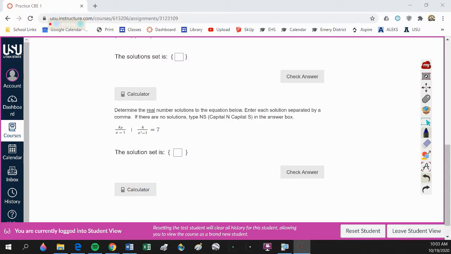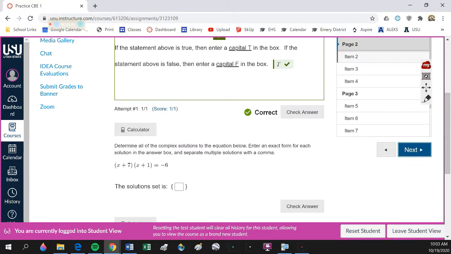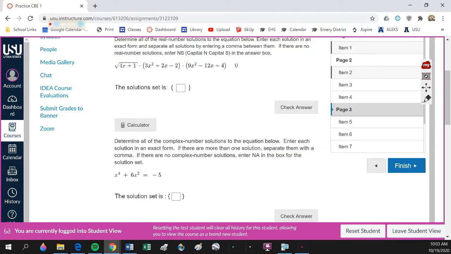Okay, any questions on that one? Find a common denominator, ditch the denominators, but remember the domain restrictions, and then you'll end up with a quadratic or some other equation. Just solve it. All right, well, let me go to page 3.